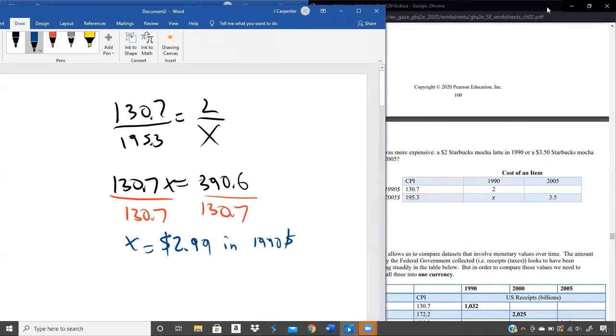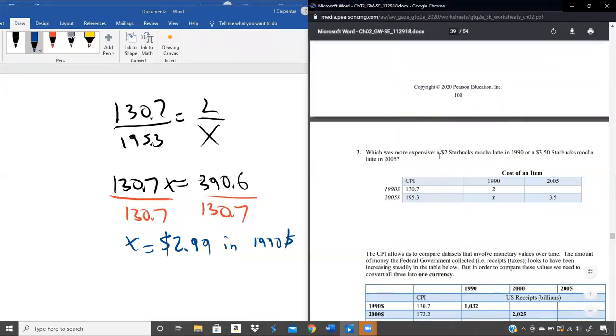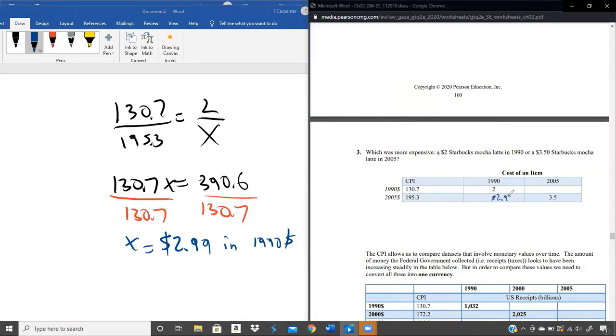Well, we want to know which one is cheaper this time, right? No, they said which one's more expensive. So which one was more expensive? Well, it's the higher one. So it's the 2005. So again, this X is now $2.99. So the more expensive one is the greater. All you're doing is comparing this number to this number and you're looking for the bigger one. That's it. That's all you're doing. 3.5 is bigger, so that says that the latte costs more in 2005.